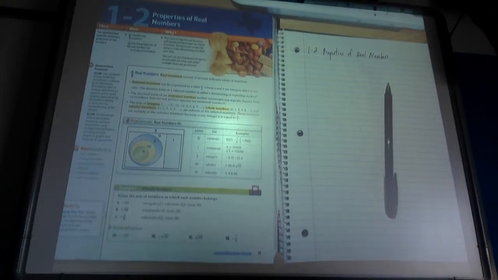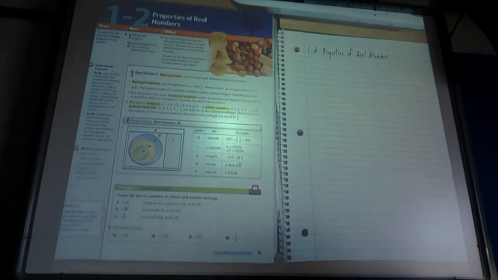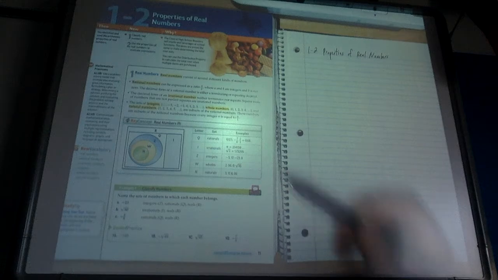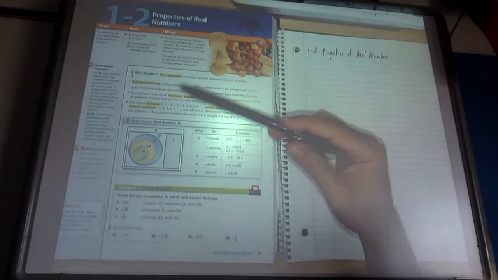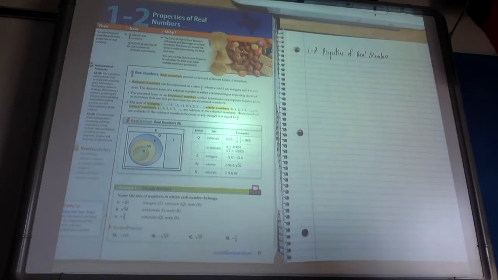All right, today's notes 1-2 properties of real numbers. This is one of the few lessons that we're going to do in here where it's really a lot of vocab. As we get into this today, just pay attention to all the highlighted terms right there, because we're going to know what they all mean.